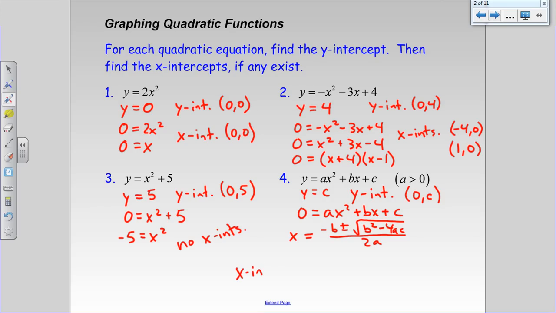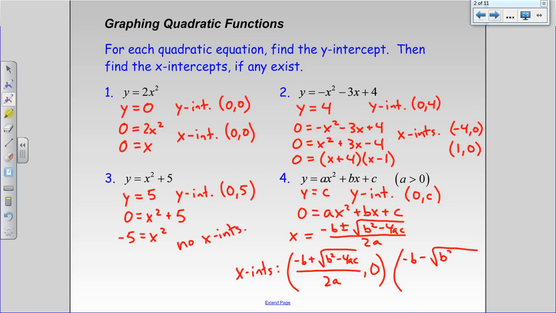So our x-intercepts for any quadratic equation written in standard form like this will be the following 2 points. Negative b plus the square root of b squared minus 4ac all over 2a, comma 0 for the first x-intercept, and negative b minus the square root of b squared minus 4ac all over 2a, comma 0 for the second x-intercept.